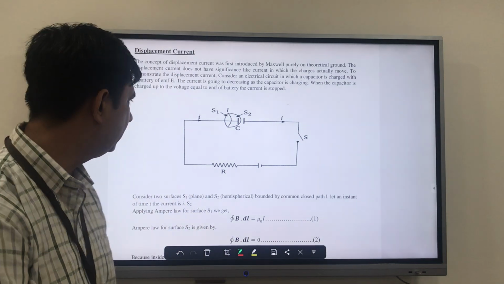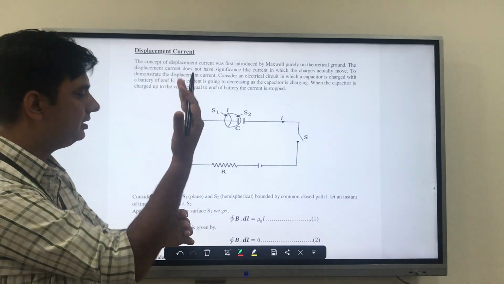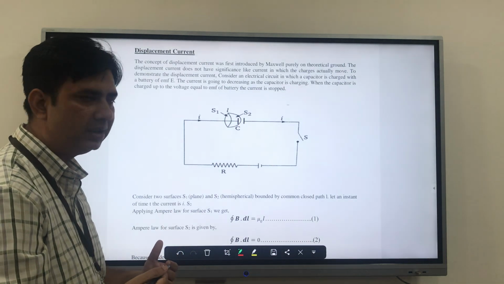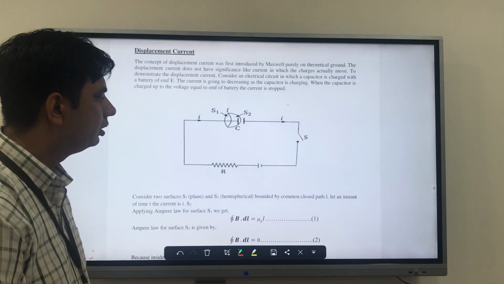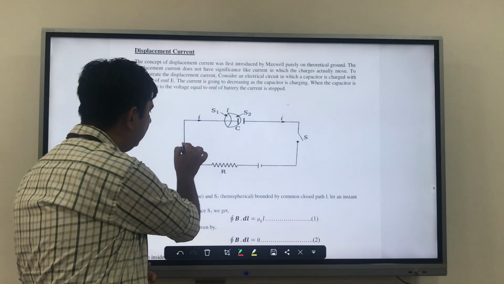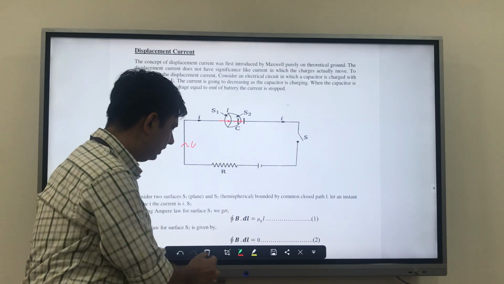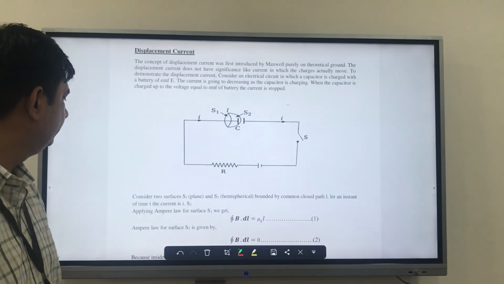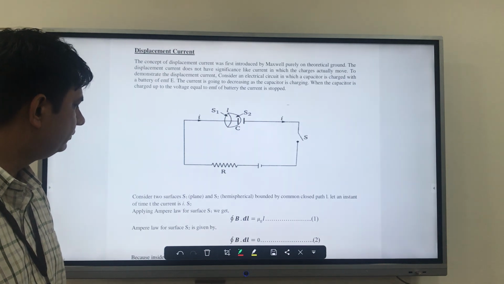of displacement current. Now consider two surfaces: S1 is a plane surface, and S2 is hemispherical. He has written it inversely, but this is hemispherical and this is plane, bounded by a common closed path. Why? If the current I comes from here, it will move to this part also and this part also. That's why he is saying it's bounded by a common closed path. Like at any instant of time t, the current is I. Apply a law. Okay.